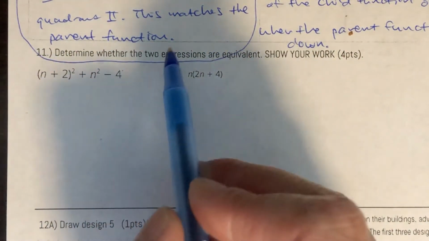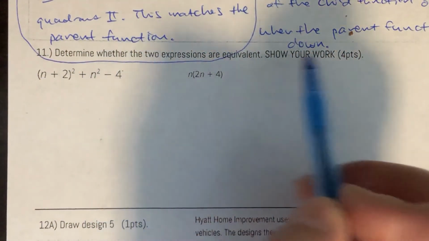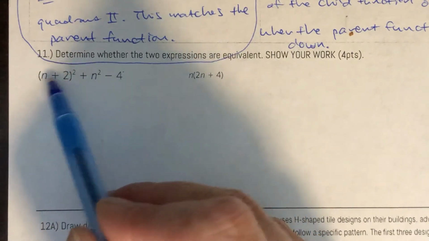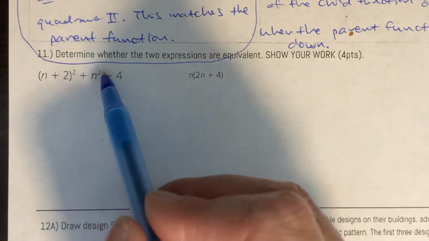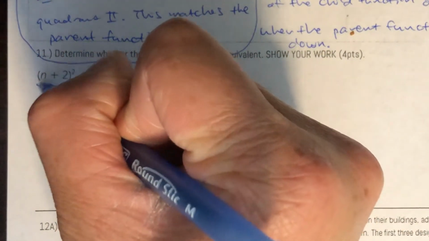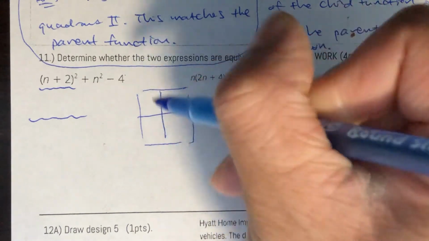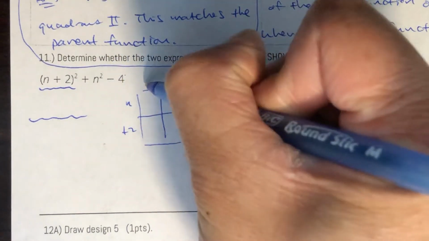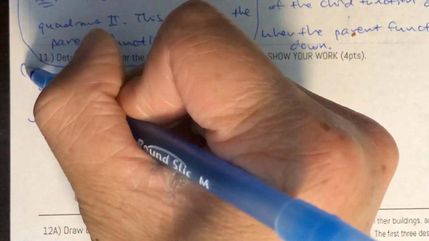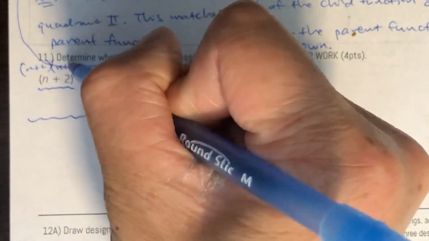Determine whether the two expressions are equivalent or the same. Show your work. So here I have n plus 2 squared plus n squared minus 4. So the first thing I'm going to do is this one right here, n plus 2 squared. Let's draw a box. And I have n plus 2 and n plus 2. Remember, that just means n plus 2 times n plus 2.